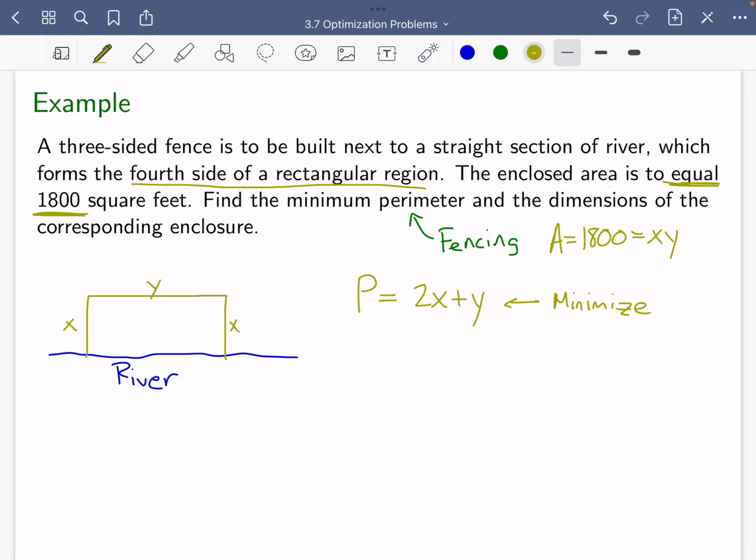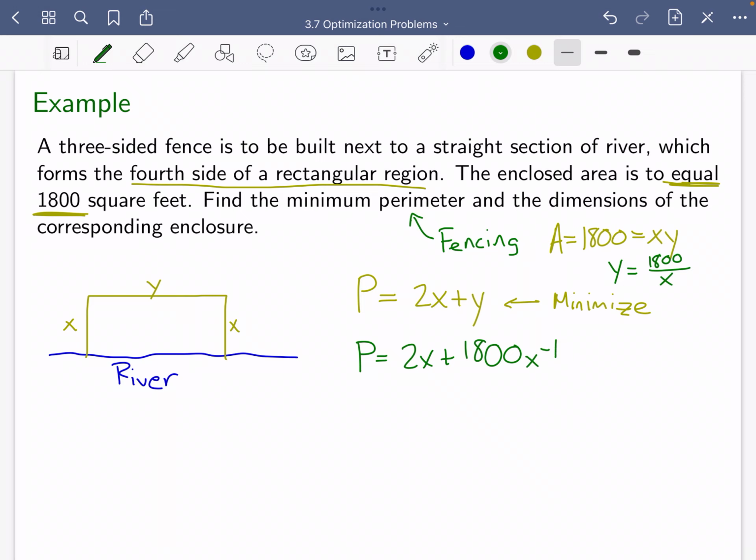So we can say up here in the secondary equation, we could solve this for y. We could say y is 1,800 over x. So our perimeter equation can be rewritten as 2x plus 1,800 over x. 1,800 over x is the same thing as 1,800 times x to the negative first power.